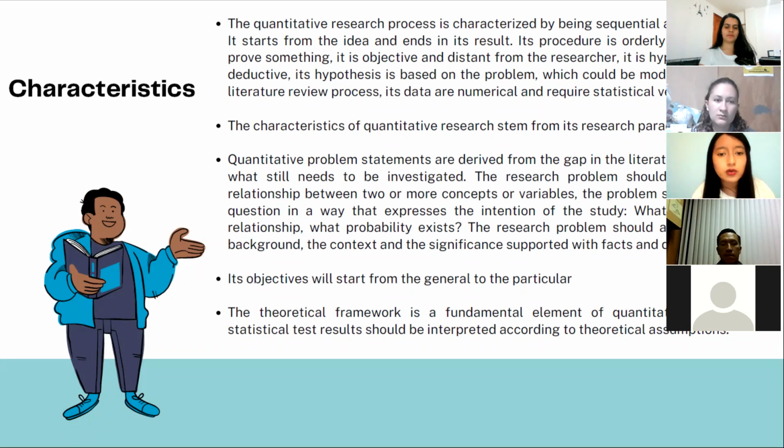Its objectives will go from the general to the particular. The theoretical framework is a fundamental element of quantitative research. Statistical test results should be interpreted according to theoretical assumptions.